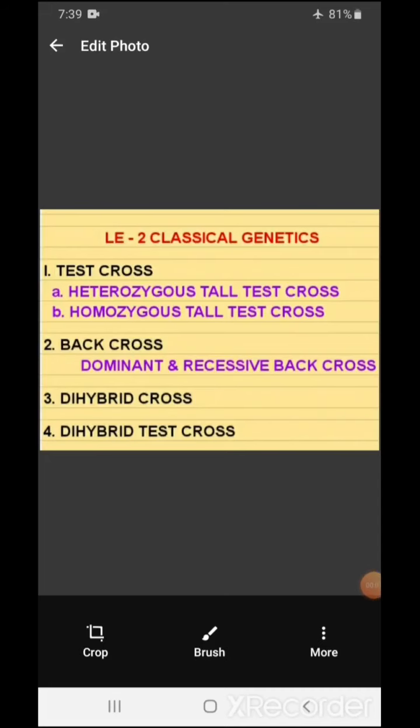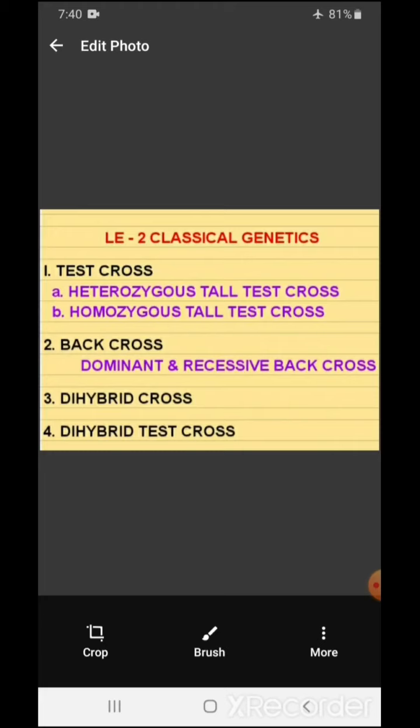Good morning, students. In our botany class, we discussed Lesson 2, classical genetics. In the last session, we finished up to Mendel's analytical and empirical approach. In this session, we are going to discuss test cross, back cross, dihybrid cross, and dihybrid test cross. Let us see them one by one.